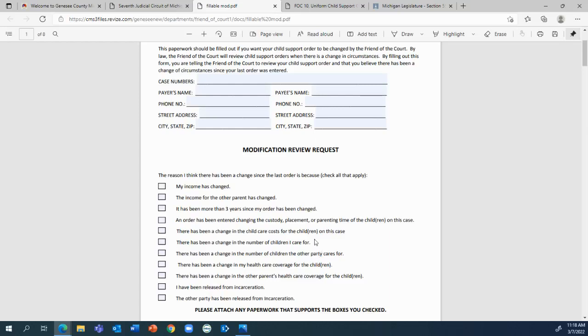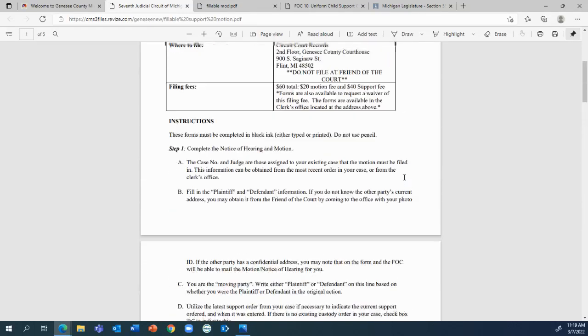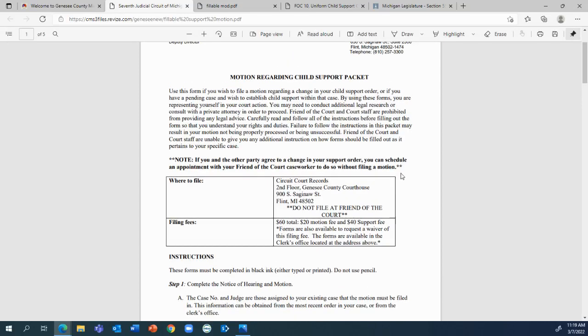I'm not going to go over how to fill out this form today, but I just want to make sure that everybody knows that you've got a couple of options. You've got the modification request, or you have the ability to go and file something with the court, which is what we're going to do here. So as I said, these are the motion regarding child support packet. This is the whole packet right here. And it does have instructions. So if you're watching this video and you happen to have one of these available, you can go through these instructions, because that's what we're going to do together.